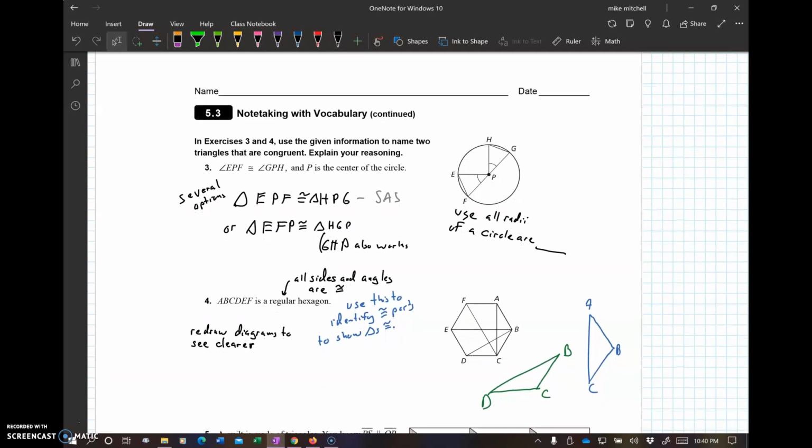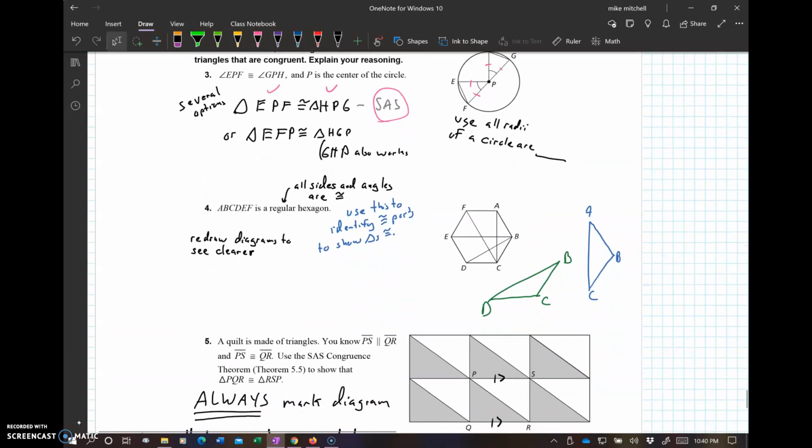Okay, trying to prove this congruent over here. So this time we've got these angles marked congruent. This is just different ways of naming the triangles. Use the given information to name 2 triangles that are congruent. Explain your reasoning. We're going to use all radii of a circle are congruent. That's going to give us all these segments congruent. Now you have your SAS in there.